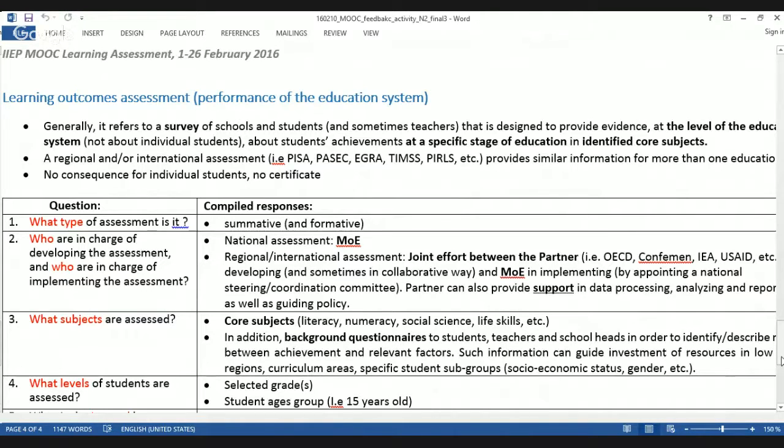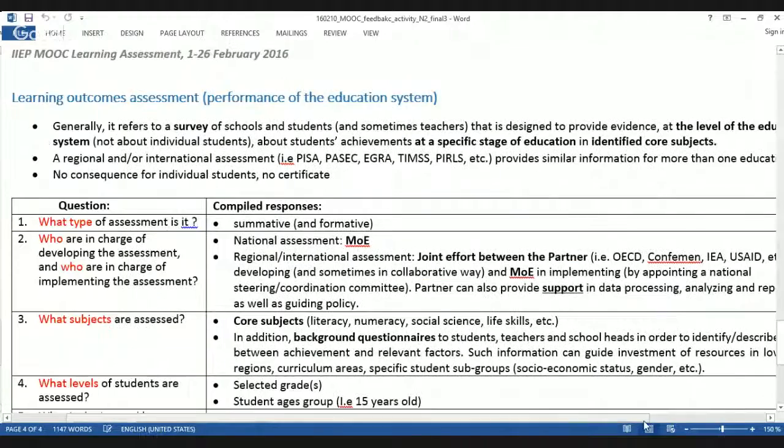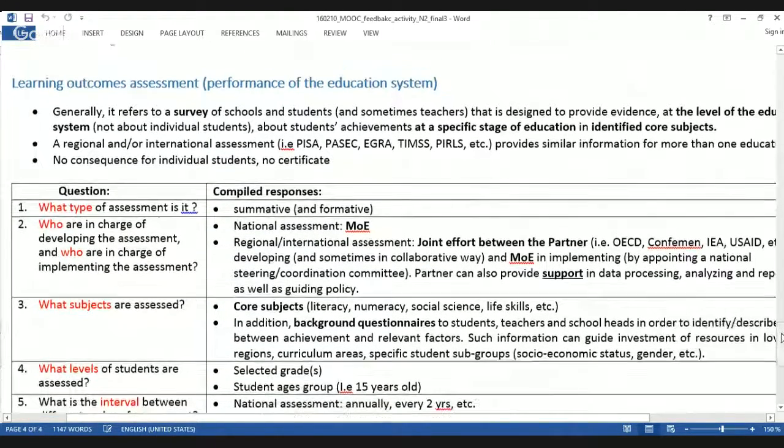Some regional and international assessments have been listed, such as PISA, PASEC, EGRA, TIMSS. And those regional and international assessments provide information about more than one education system. An important issue is the fact that those assessments did not provide certificates or individual scores.